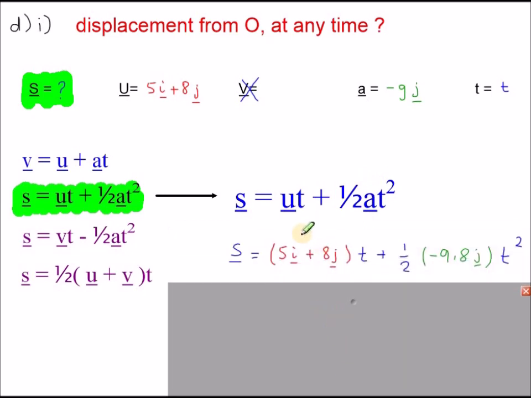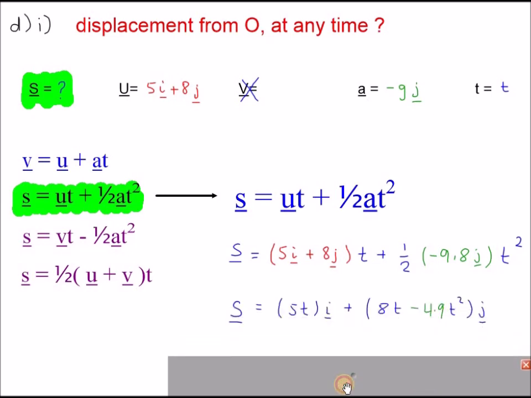And now again we've got a mixture of i and j components all over the place. There's a j component here, and there's another one here. It would be more useful to group the i and the j components together, like this. So we have our displacement vector with the i component and j component.